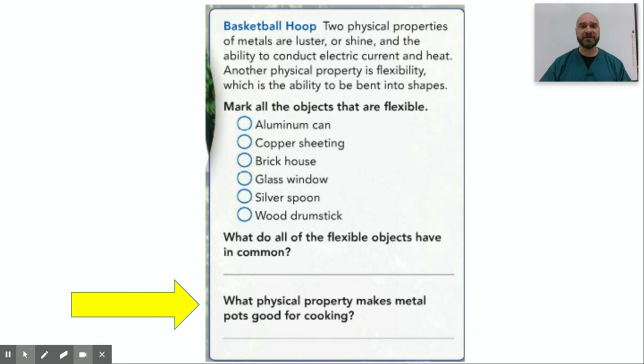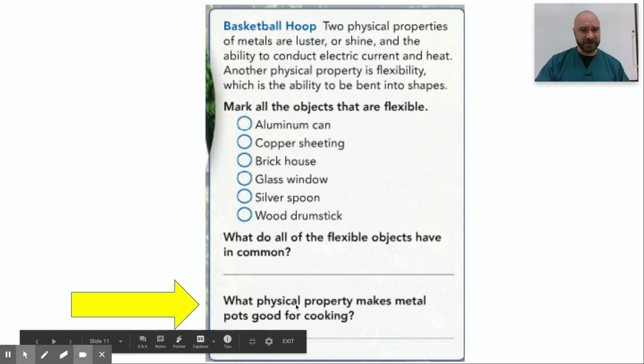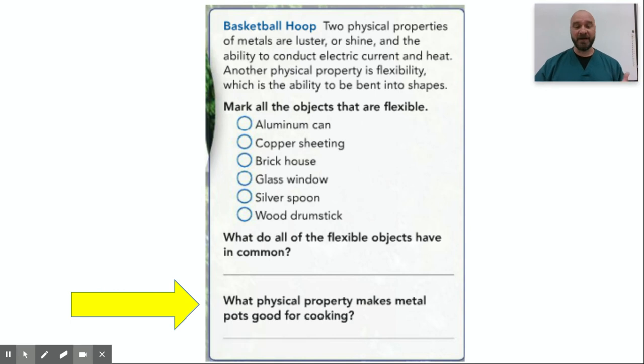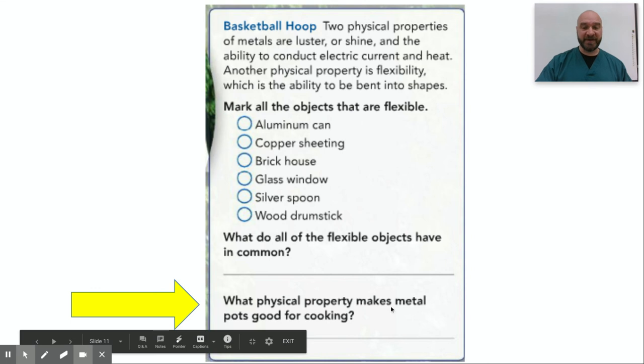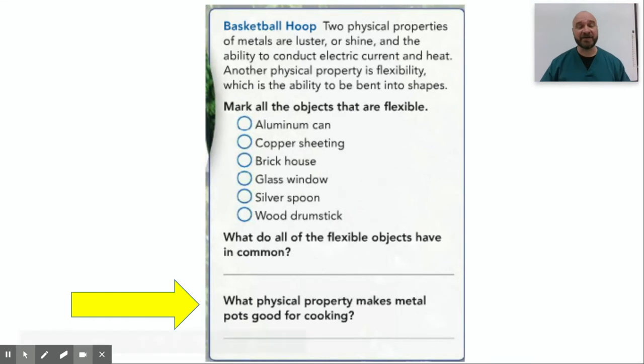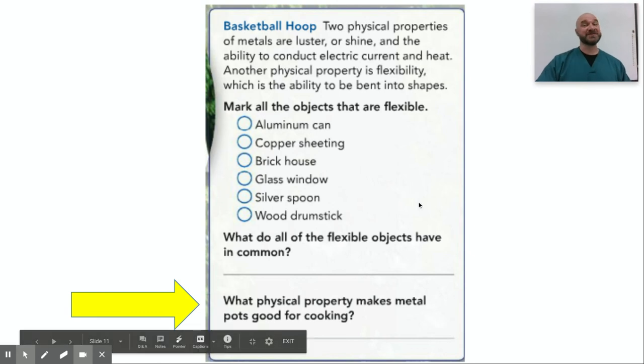This is a screenshot from a question that you're about to see. If we look at this question here, what physical property, so something we can observe about the substance without changing it, what physical property makes metal pots good for cooking? Now, they are not going to ask you this question without giving you the answer somewhere nearby. And it's not too far.